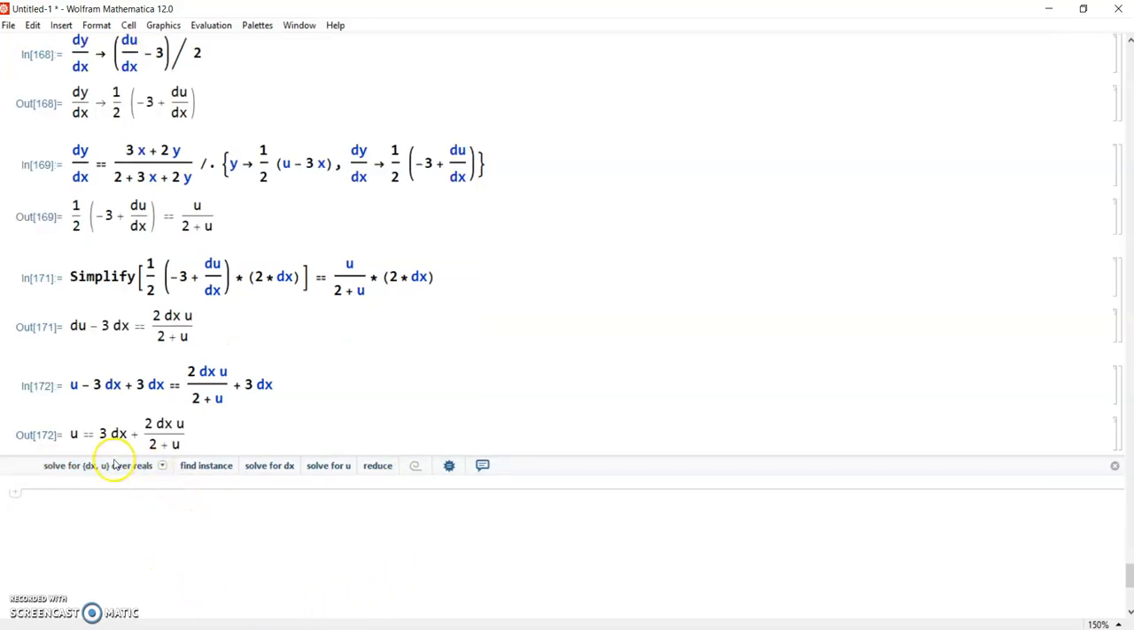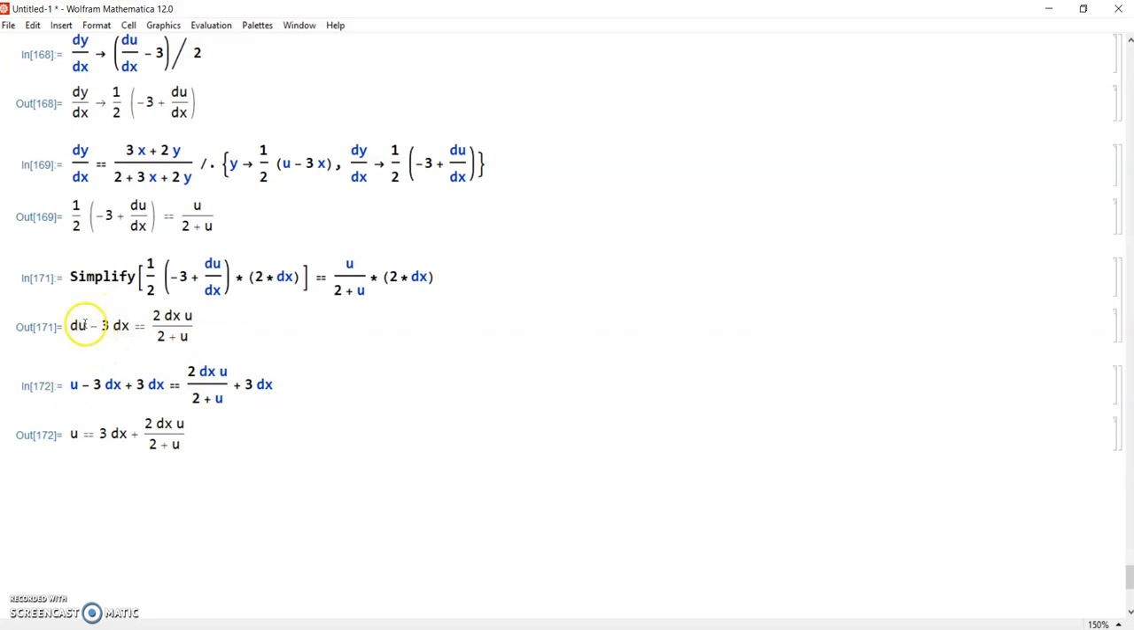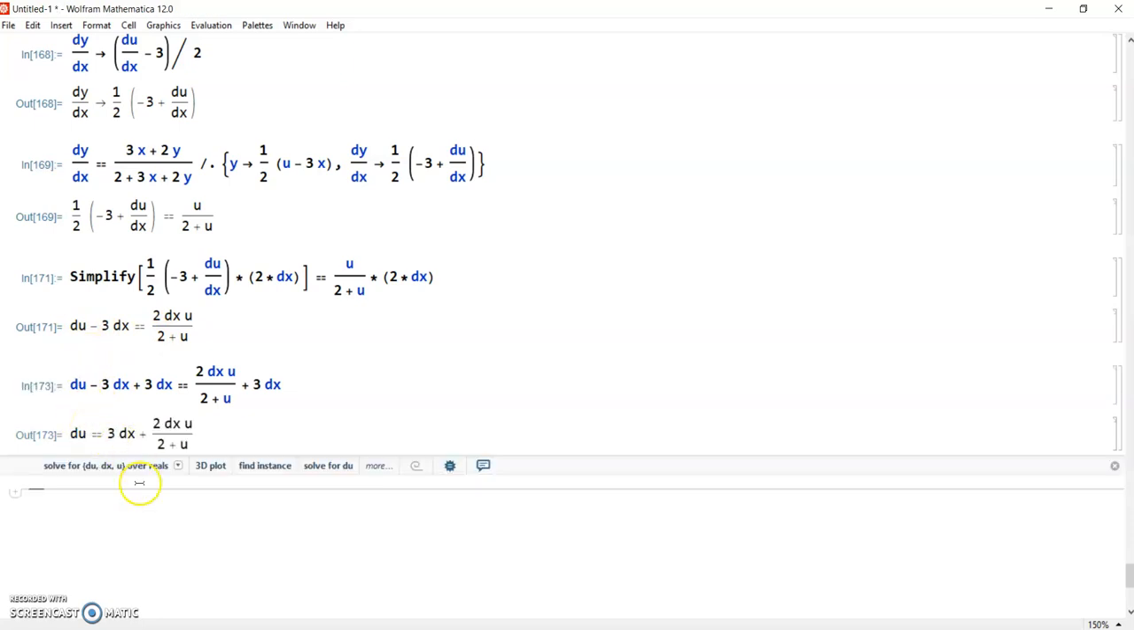Okay, and somehow I don't have this u du here. Where did this go? Oh, maybe I forgot to copy it. Well, it should be du minus 3x du. Okay. Yeah, so it is now du is equal to 3dx.